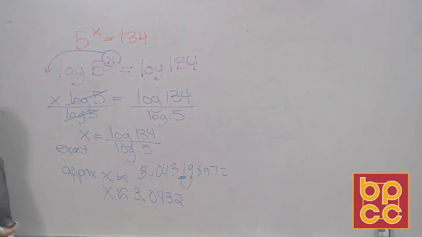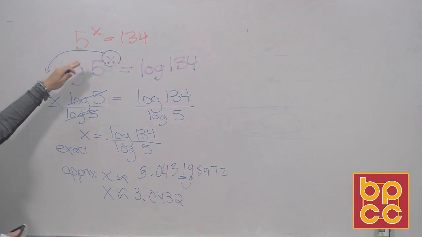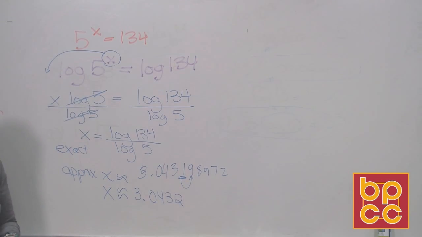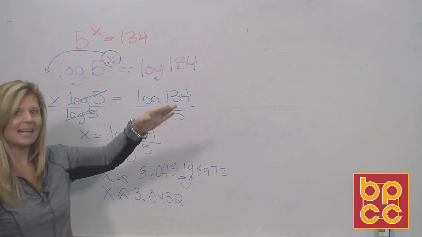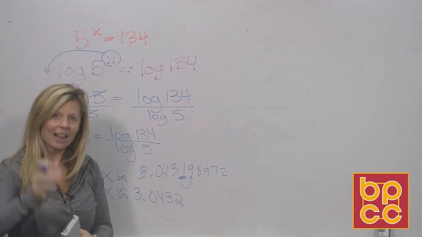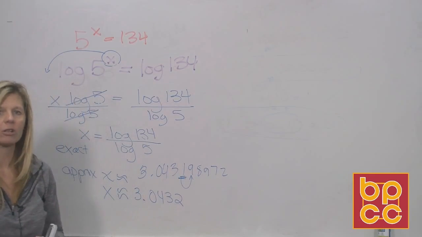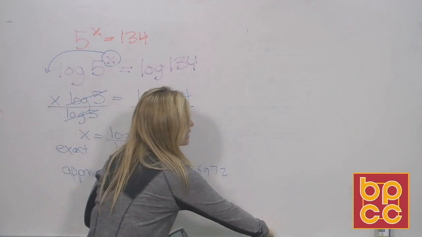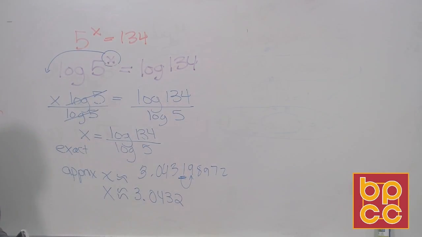3.0432 ten-thousandths. So what we learned is if you have an exponential equation and you can't get the bases to be the same, the only other choice you have is to get the exponent out of the tree by bringing in your ladder, your log. All right, let's look at our notes. I think we got another one to solve.